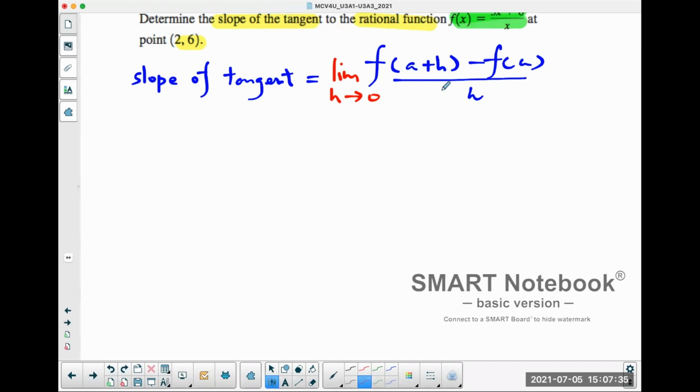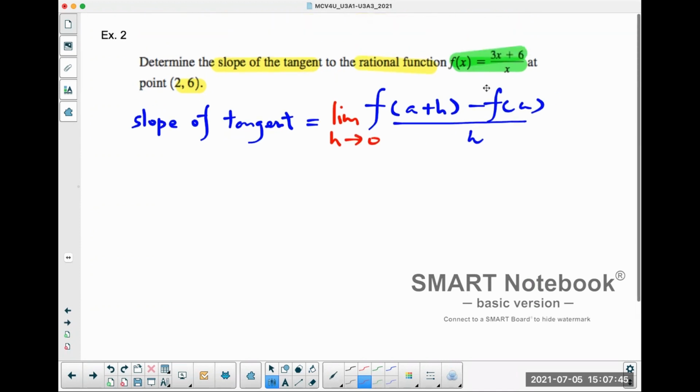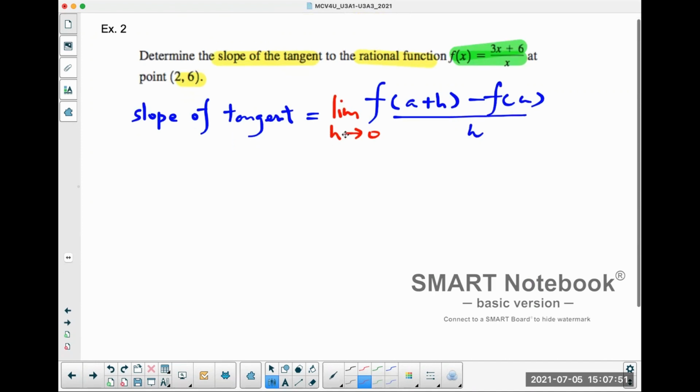The slope of tangent is the fact that the value of h, that little bit, is getting smaller and smaller and smaller. It's almost like 0. And that's why we can say this slope of secant becomes the slope of tangent. So this is very important. Make sure you keep it there every single step until you reach the end of the question.